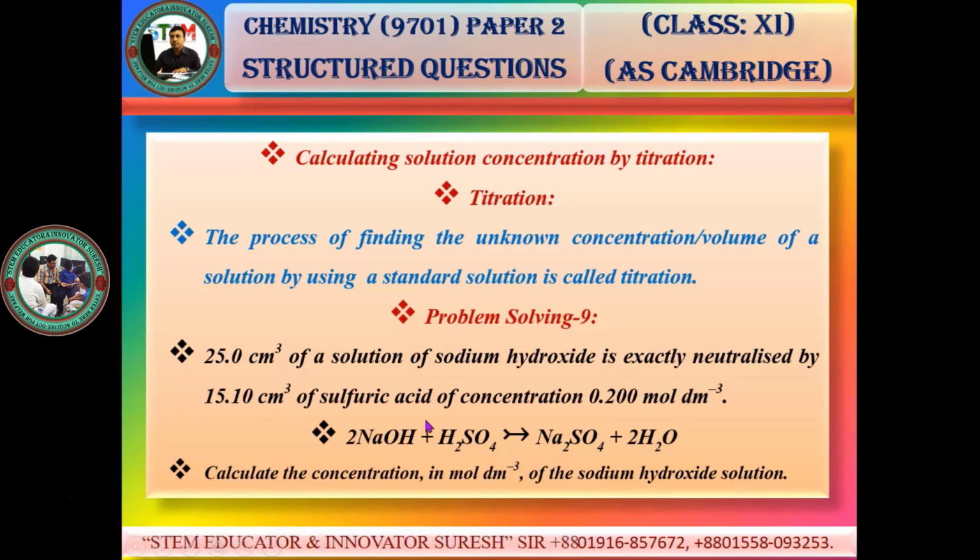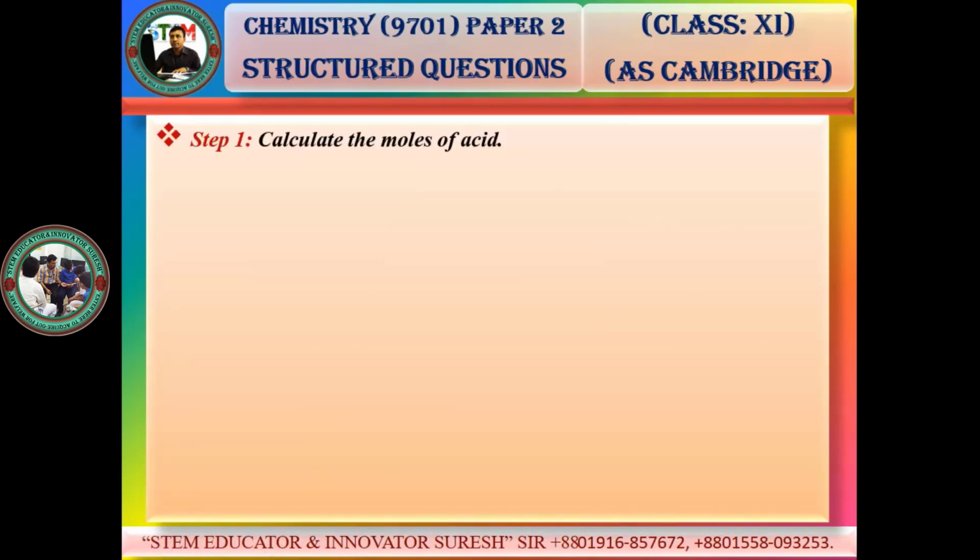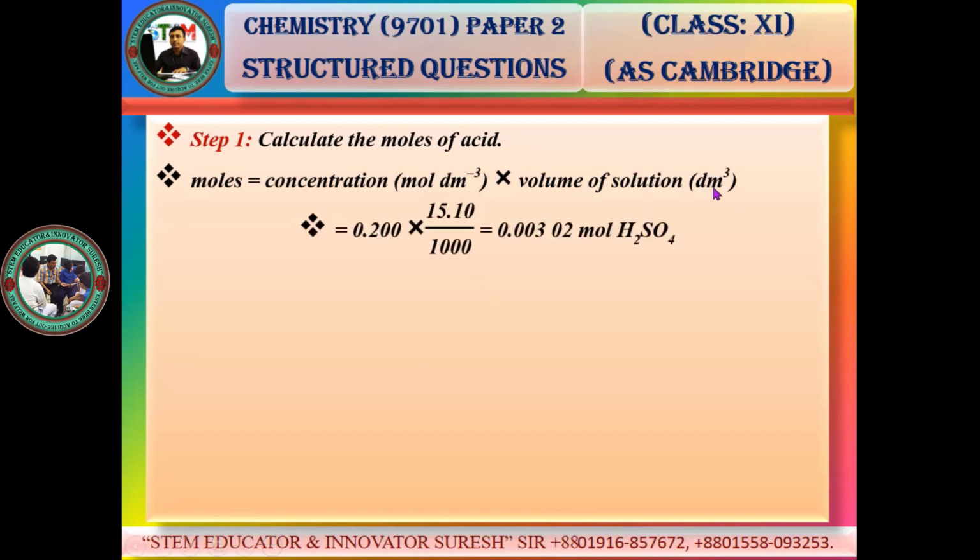So look at this, a balanced equation is given, but you are asked to find out the concentration of sodium hydroxide solution. Step 1, calculate the moles of acid. Moles equals concentration in mol per dm3 multiplied by the volume of solution in dm3. Since the volume is given in cm3, we take the concentration 0.200 multiplied by the cm3 volume divided by 1000. After doing the calculation, we find 0.00302 moles of sulfuric acid.